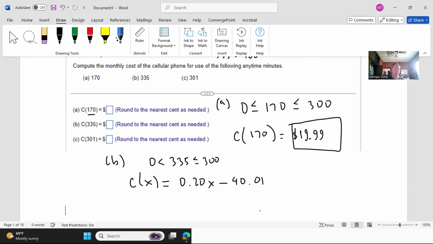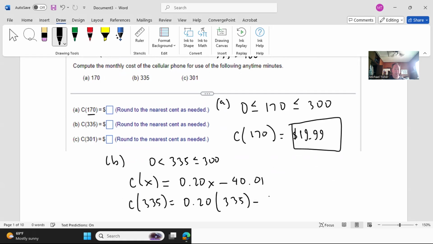Now we'll put the 335 in for x. And that's equal to 0.20 times 335 minus 40.01. So now we have to tabulate 0.20 times 335 minus 40.01. So let's do this on the Desmos calculator.